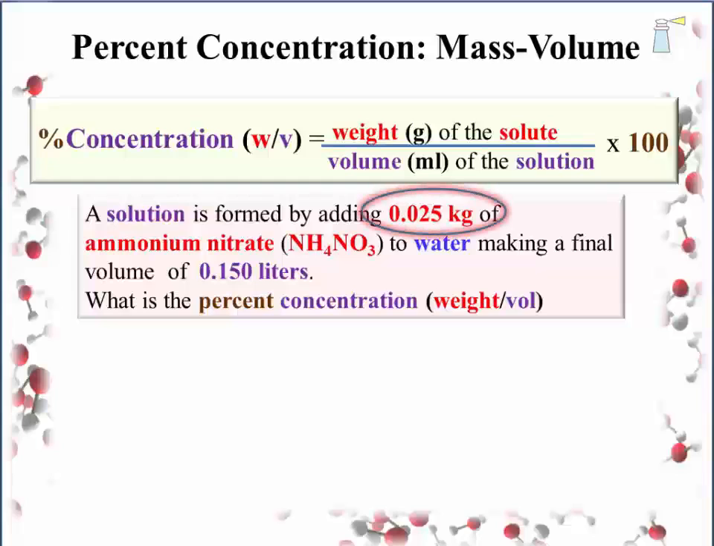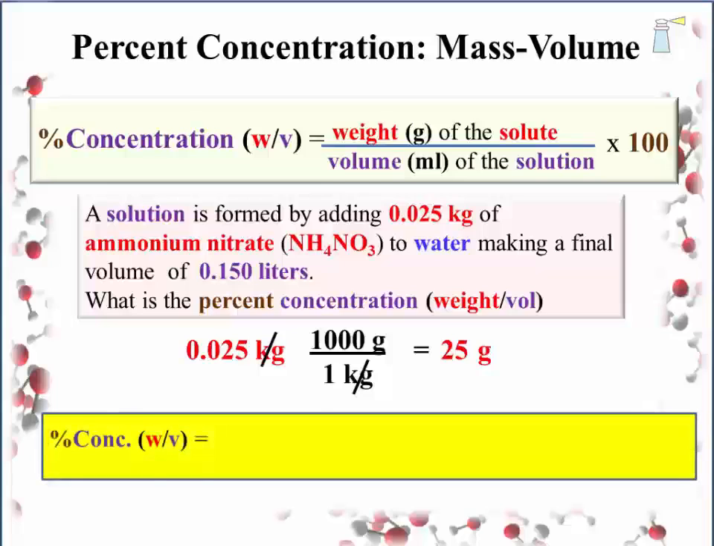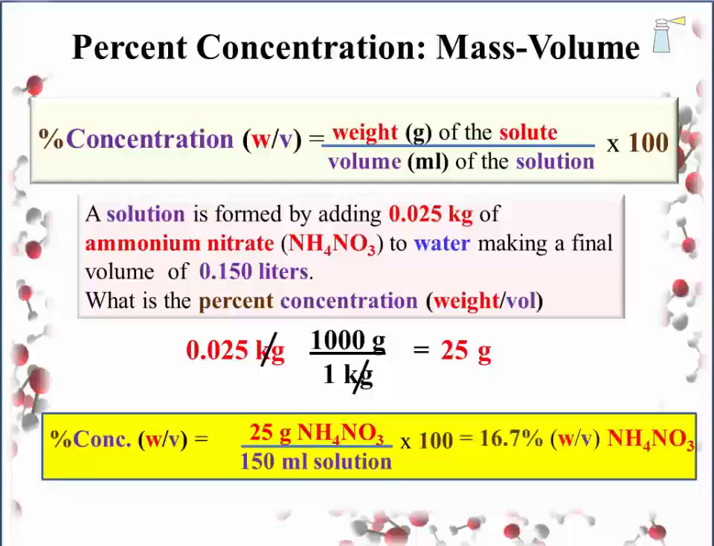However, the weight is given in kilograms, but the definition calls for grams. This requires a metric conversion, with the conversion factor in the proper orientation to cancel out kilograms and to convert 0.025 kilograms to 25 grams. Now applying the definition, 25.0 grams of ammonium nitrate divided by 150 mL of solution times 100 is 16.7% weight to volume ammonium nitrate.